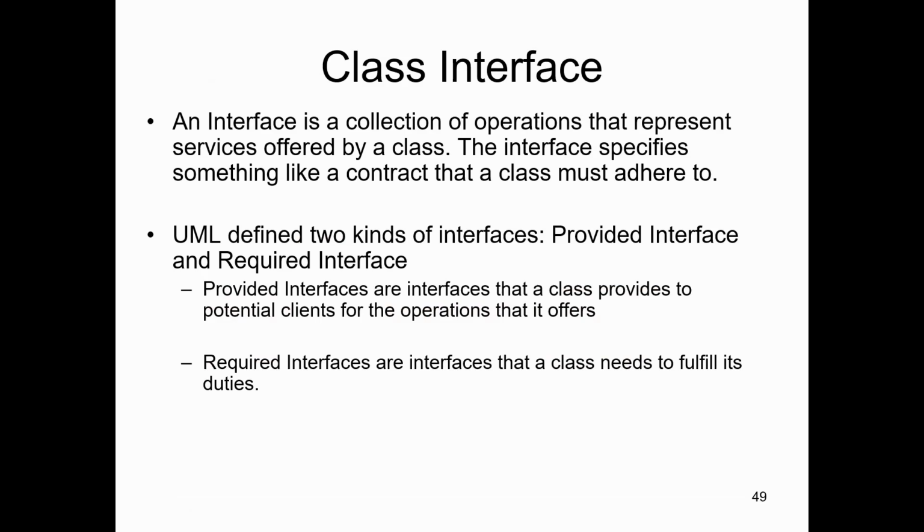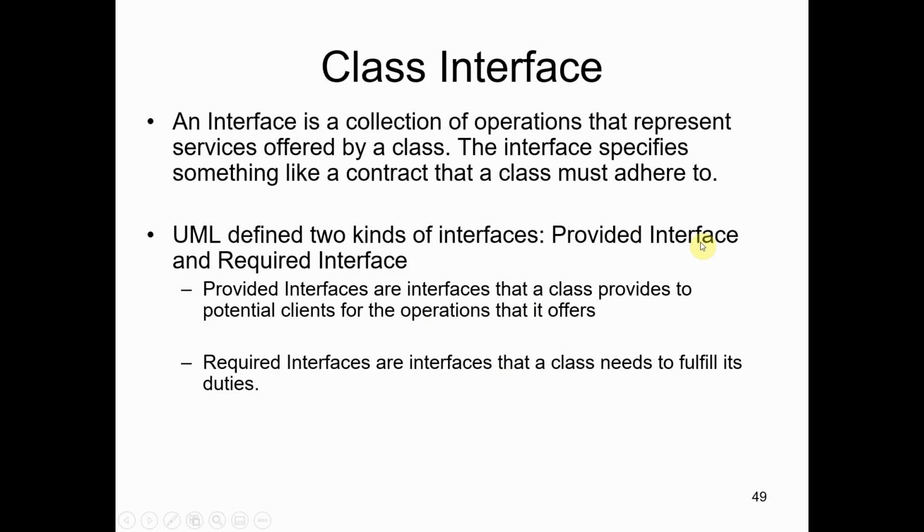Class interface. An interface is a collection of operations. In the previous slides I showed you the abstract class, and I mentioned there is a similarity between the abstract class and the interface. The interface is just a collection of operations, but the abstract class can contain operations, can also contain attributes, and you can even implement some of the methods in the abstract class. The interface just defines operations, and it relies on the classes to implement those operations.